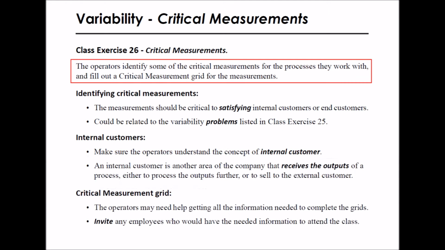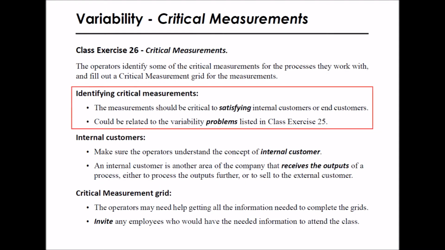In class exercise 26, the operators identify some of the critical measurements for the processes that they work with and fill out a critical measurement grid for the measurements. The measurements should be critical to satisfying internal customers or end customers. They could be related to the variability problems listed in class exercise 25.